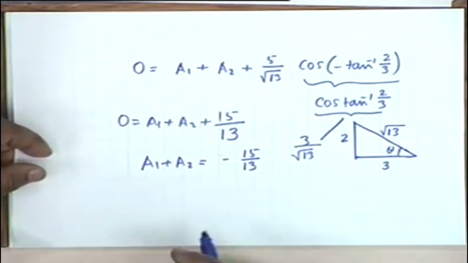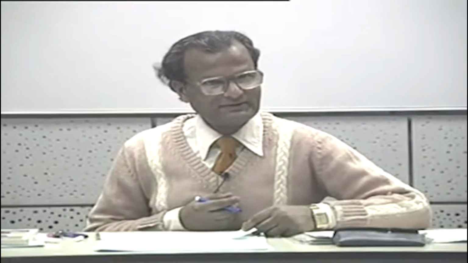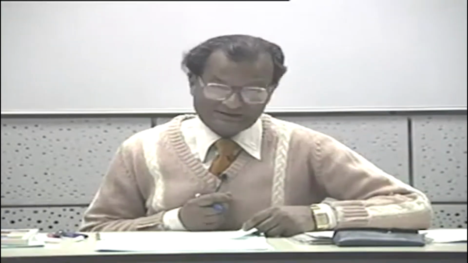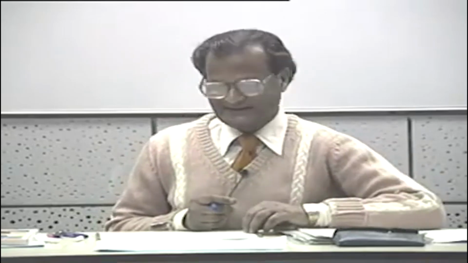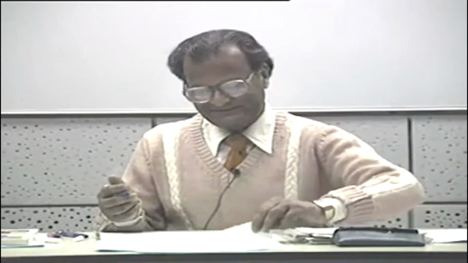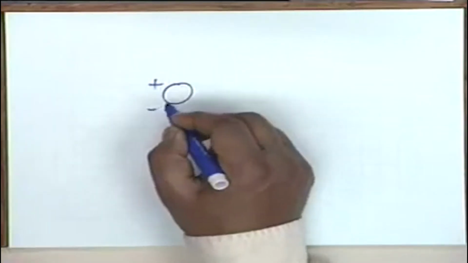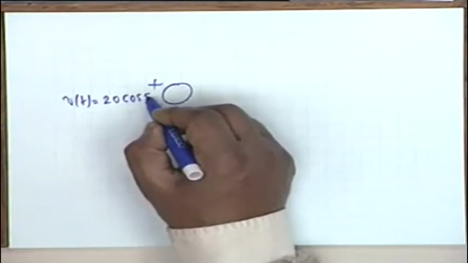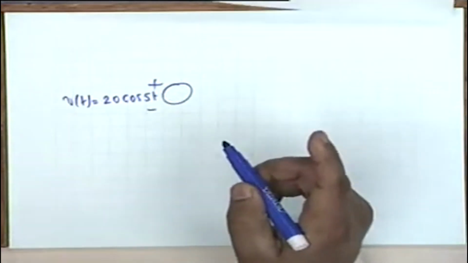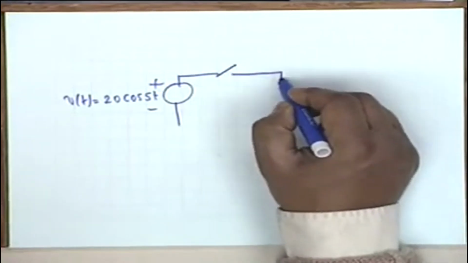And what is the other condition? The other condition is L di dt at t equal to 0 plus should be equal to... why is that? Let's look at our circuit. This is the point that I wish to emphasize, that every circuit has its special initial condition. Okay, this is the circuit.